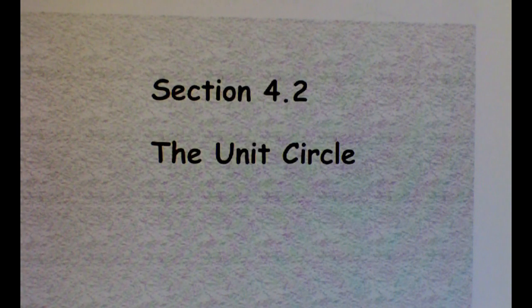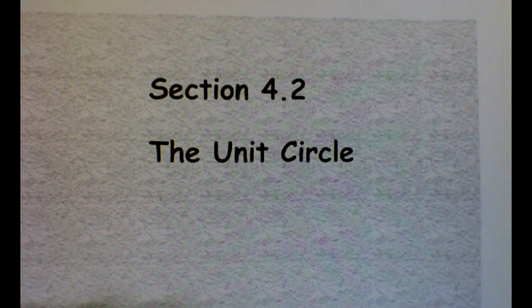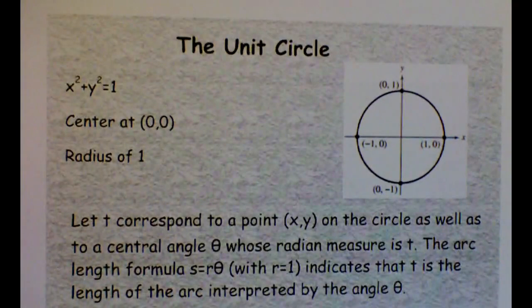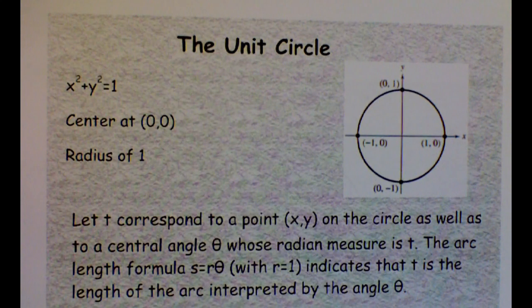All right, this is section 4.2, the unit circle. So let's start off, we're going to build the unit circle. Let's talk about what the unit circle is. The unit circle is a circle with the equation x squared plus y squared equals 1. The center of this circle is at the point 0, 0, so it's centered at the origin. And the radius is 1. That's why it's a unit circle.